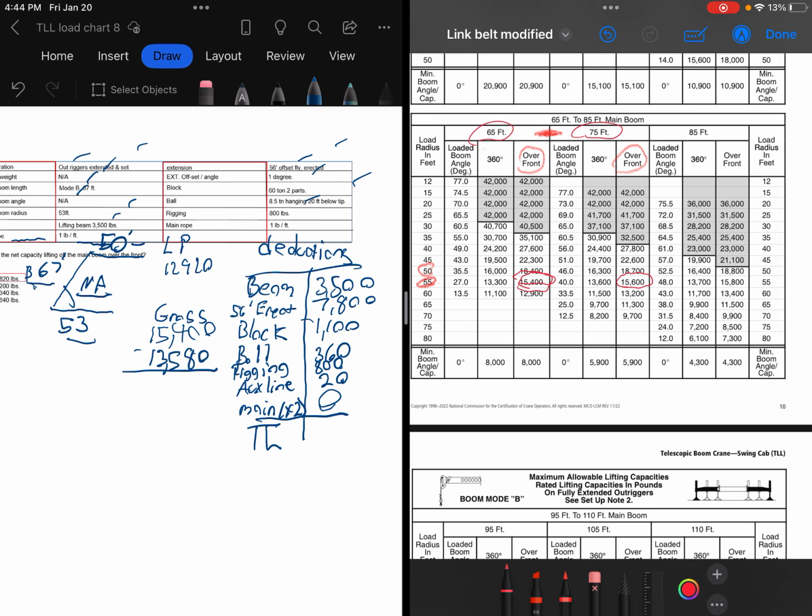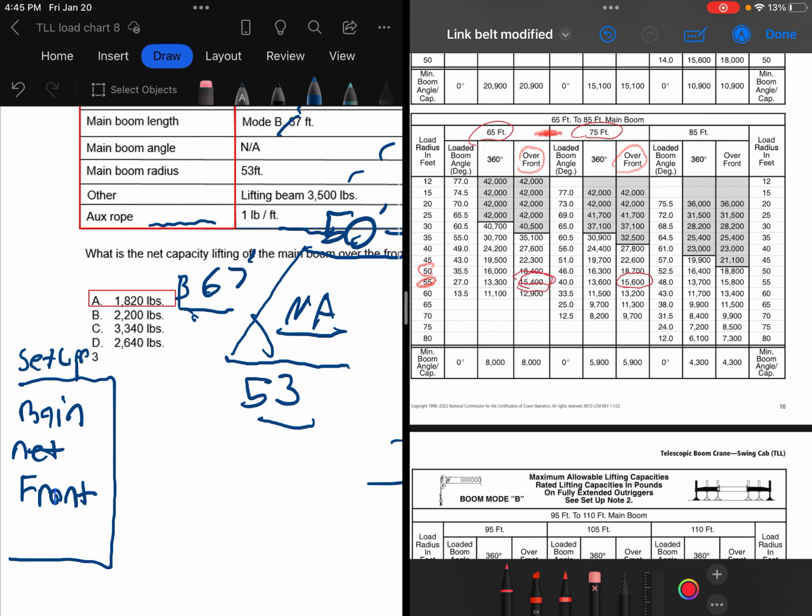13,580 pounds. And we're going to subtract that from 15,400. So 15,400 pounds subtracted by 13,580 pounds equals 1,820 pounds. 1,820 pounds, and that's our answer. 1,820 pounds is the correct answer.